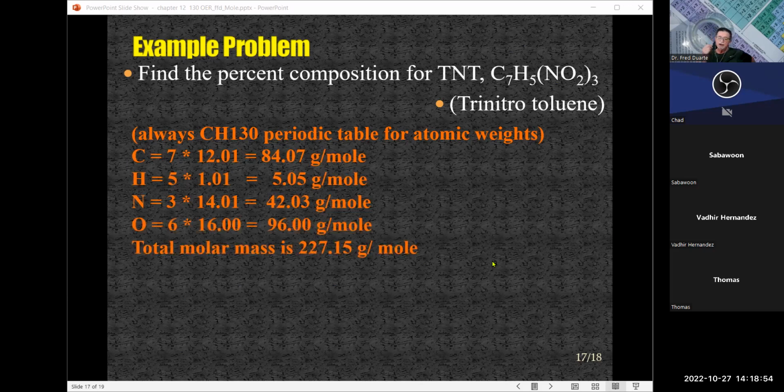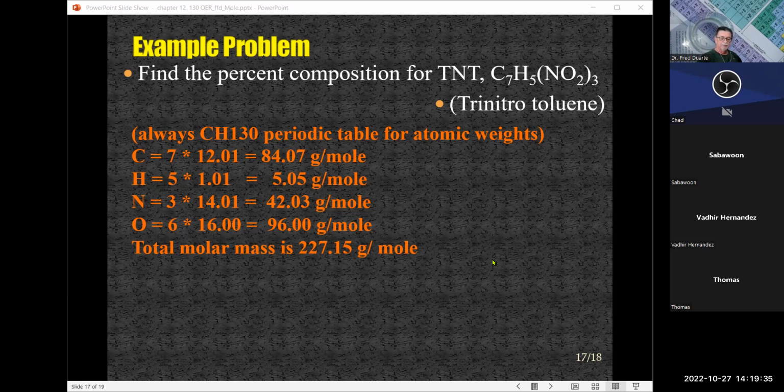And then there are 6 oxygens, each one bringing in 16 for its molar mass, for a total of 96 for oxygen. So we have a grand total, or a molar mass, of 227.15 grams per mole. If you weigh out 227.15 grams of TNT very carefully, you have exactly 1 mole, or 6.02 times 10 to the 23rd molecules of TNT.